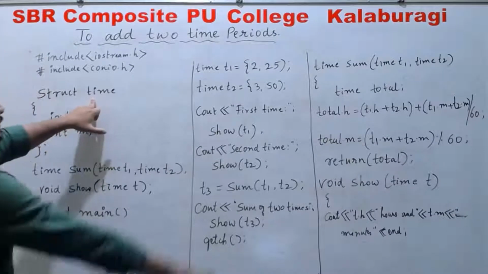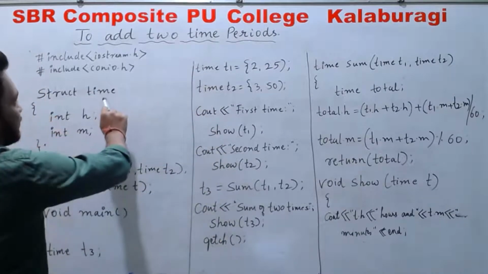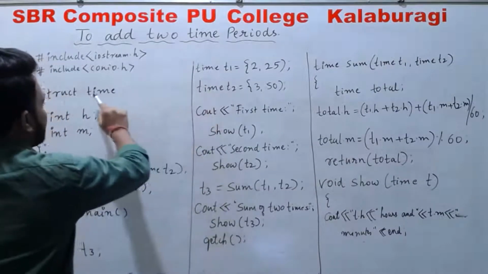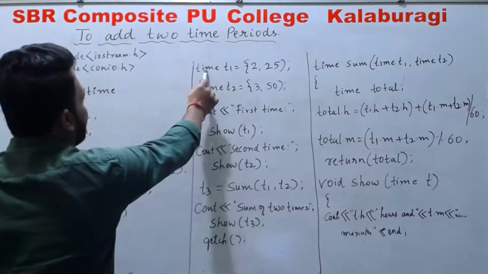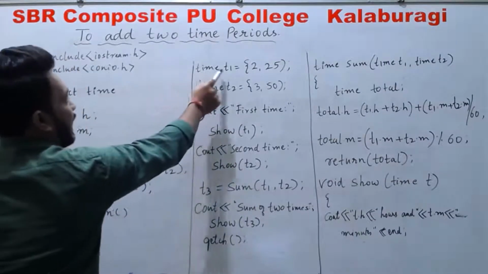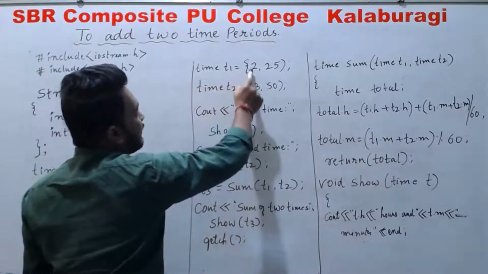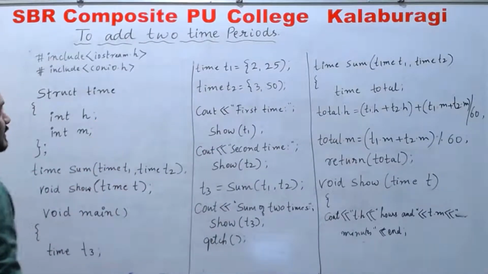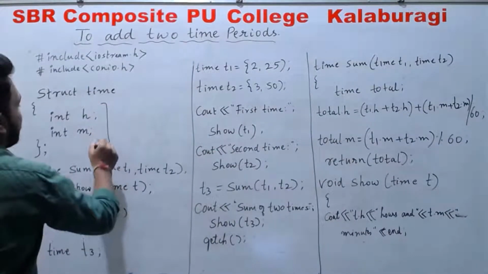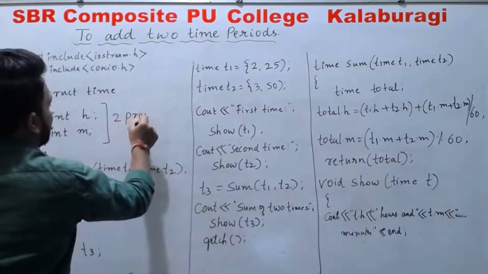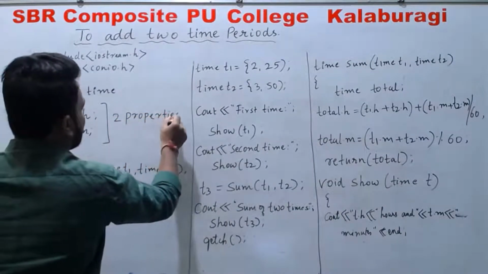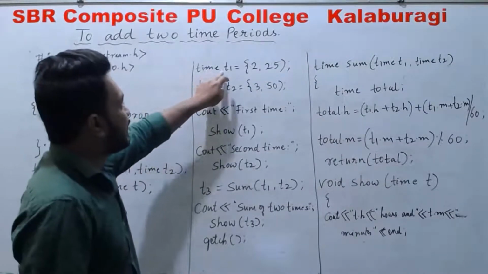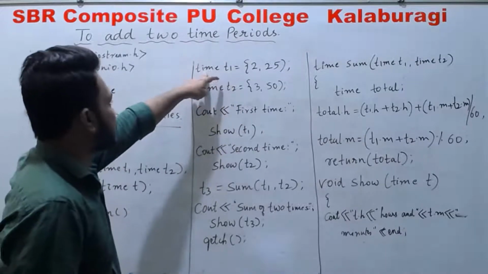What is Time here? This Time is a structure. So I am taking a structure of Time, adding an object and initializing two values, because we have two properties inside the structure, right? So this is the structure. I am creating an object based on the structure name.